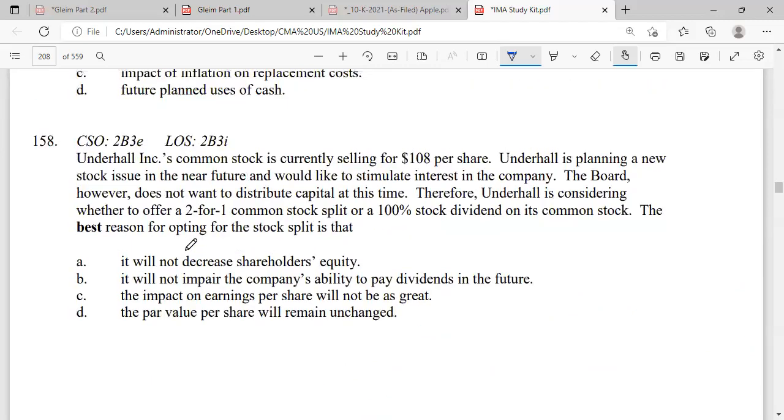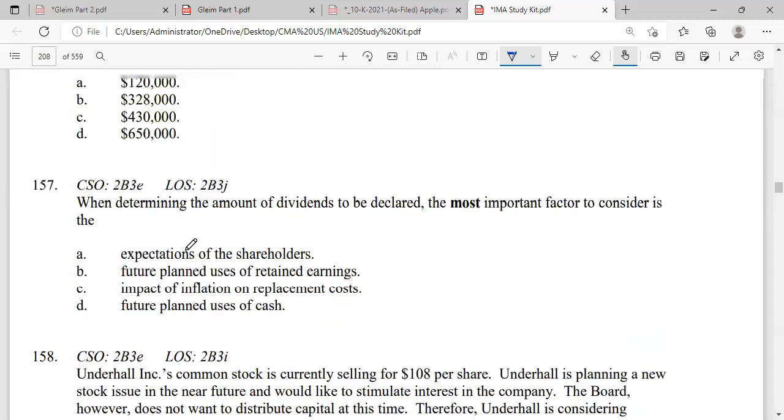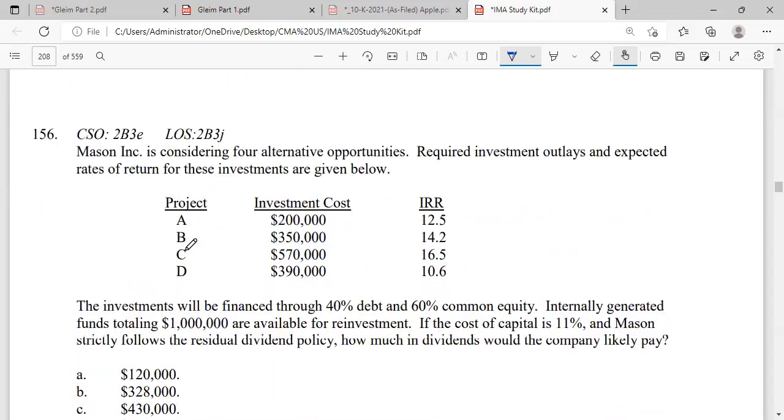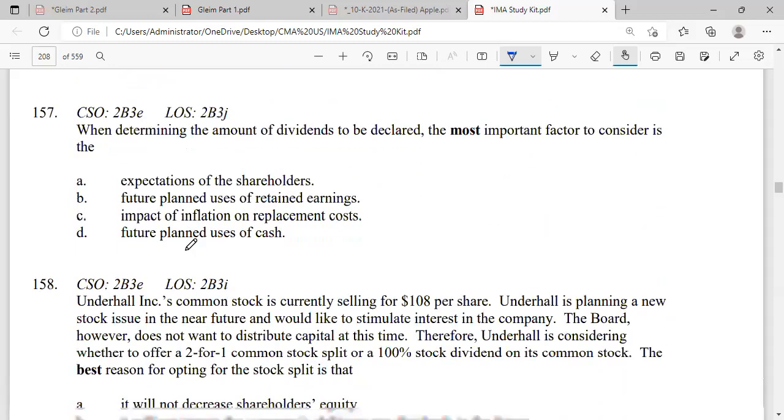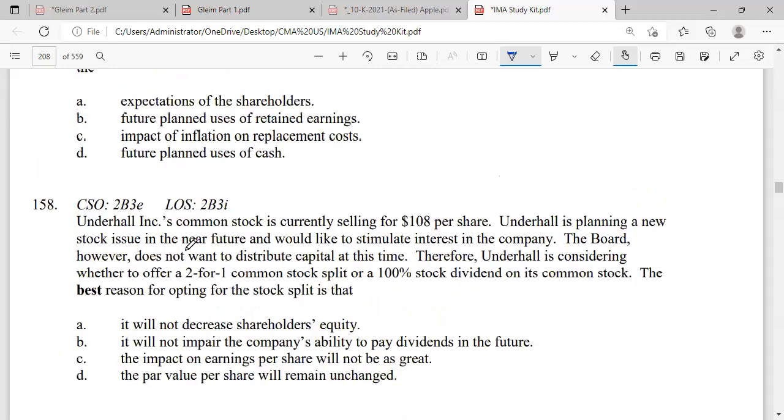Now, going further, here we have come towards cost of capital. Whenever we have a question like this, what we need to do is read the requirement. The best reason for opting for a stock split is that. So what can be the best reason for opting for a stock split? Now, look in here.